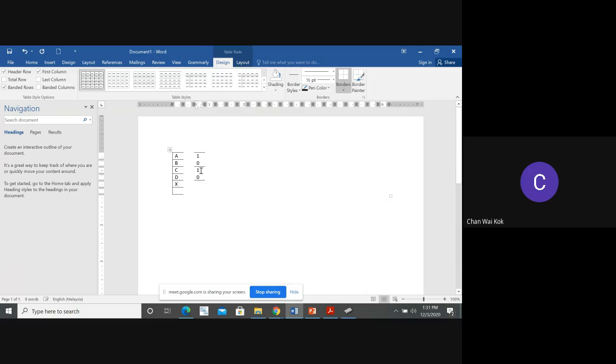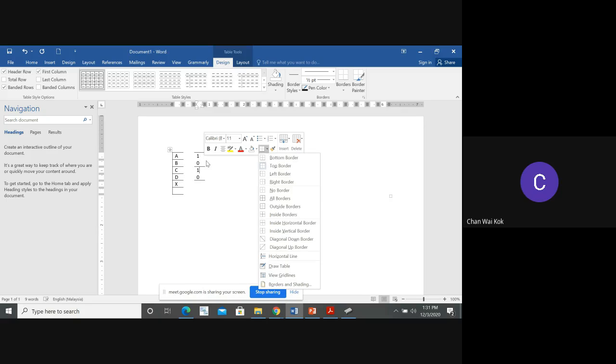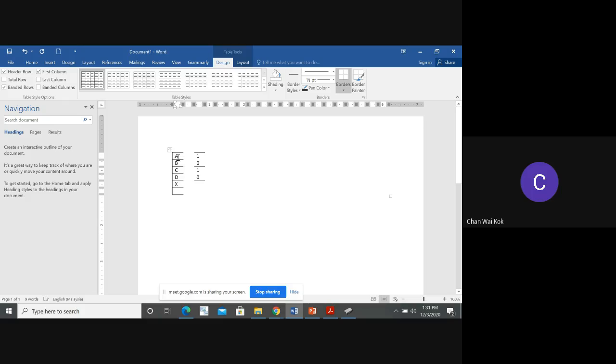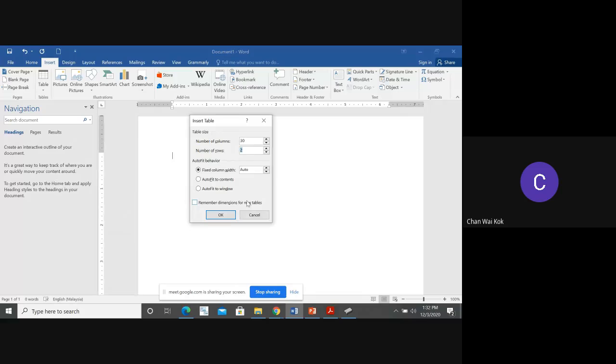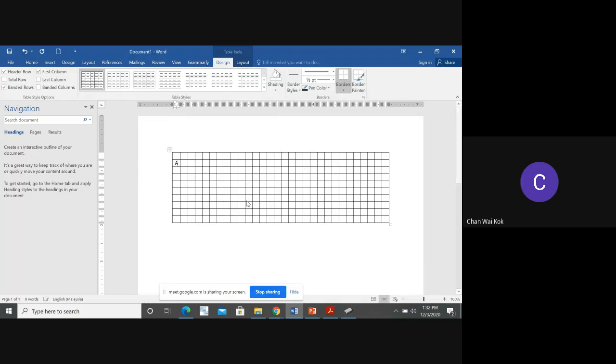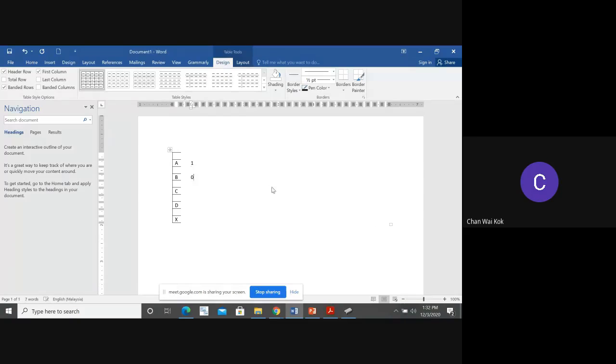Top. Hey, cannot. Try all again. Okay, insert table. Put here, and here. A, B, C, D, and this X. And over here, all blank, no border. Okay. So here 1, 0, 1, 0. So the output is 0, 0, bottom.